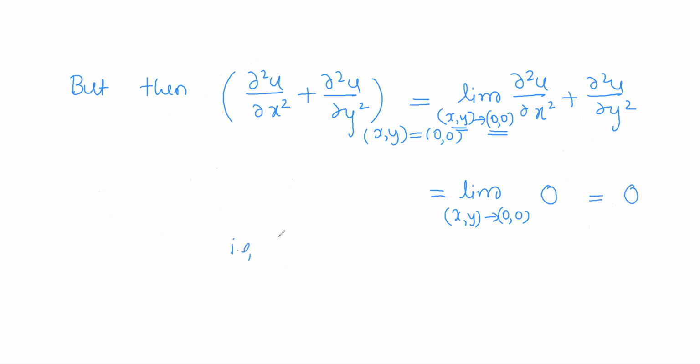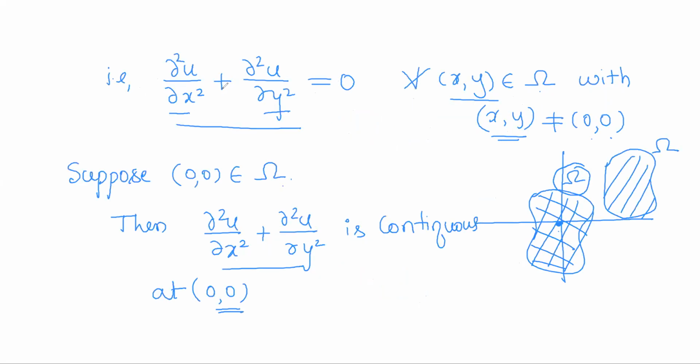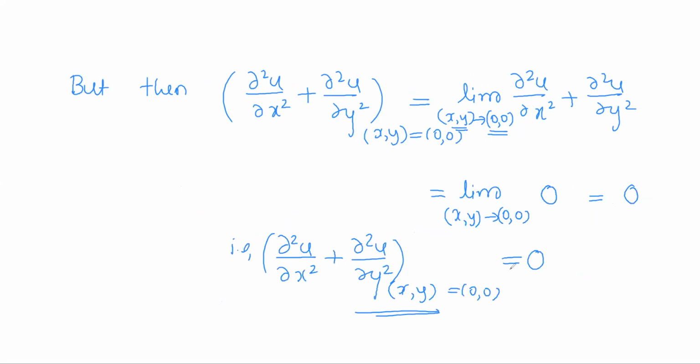So what that means is, we got ∂²u/∂x² + ∂²u/∂y² at (0, 0), at this point also, to be 0. Initially we got this Laplace equation to be equal to 0 for all points in omega except the origin. But if that region contains the origin, then at that point also we got the Laplace equation to be equal to 0. So whether the region omega contains the origin or not, the Laplace equation holds for all the points.